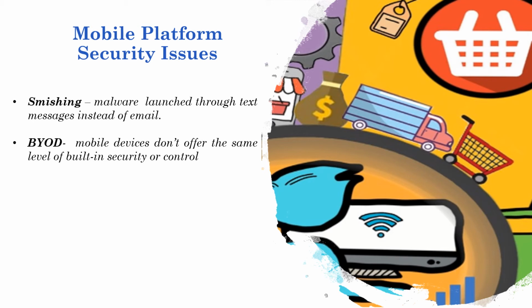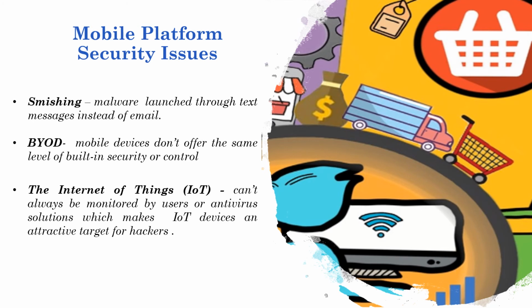And then we also have the Internet of Things, with the number of types of smart devices, from RFID chips to thermostats and even kitchen appliances, growing so quickly that they can't always be monitored by users or antivirus solutions. This makes Internet of Things devices an attractive target for hackers who use them as entry points to the larger network.